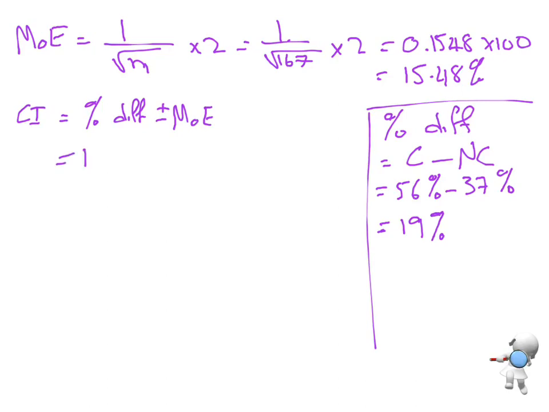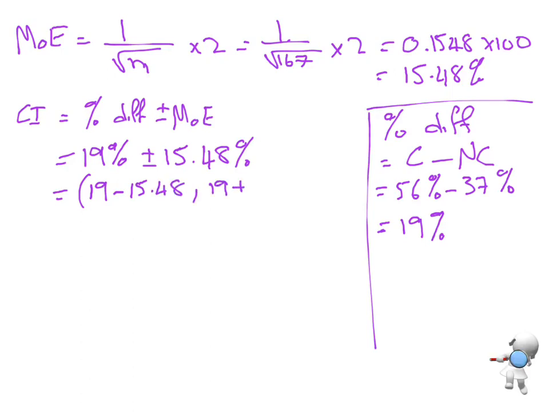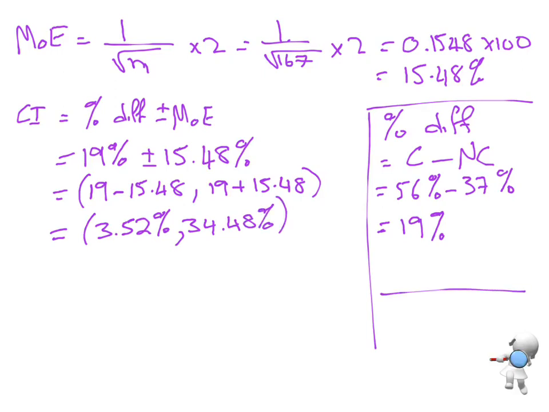So my percentage difference is 19%, plus or minus the margin of error of 15.48%. Let's plug those in. I'm going to do 19 minus 15.48 and 19 plus 15.48. That will give me values of 3.52% and 34.48%. So we're going from 3.52% to 34.48%. There is my confidence interval.